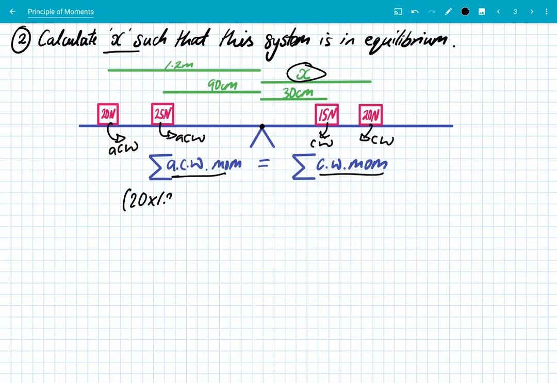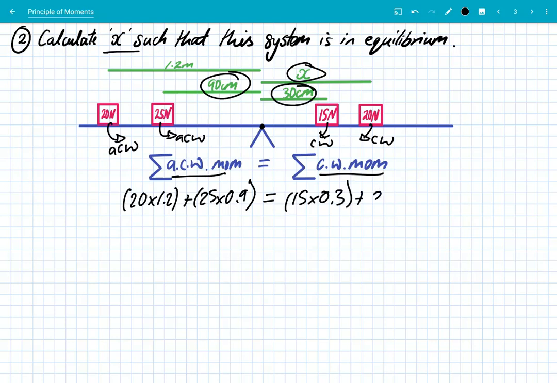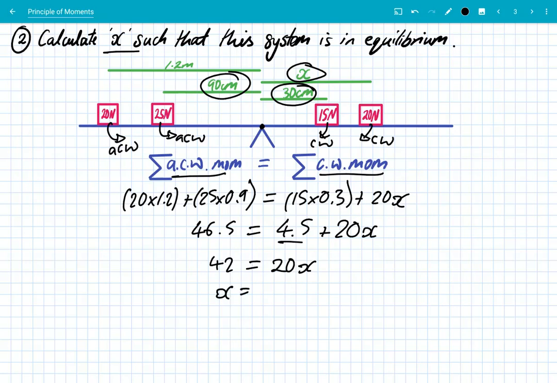20 multiplied by 1.2 plus 25 times 0.9. Got to make sure that we don't use centimeters. We always use meters. Is equal to 15 times 0.3, because it's 30 centimeters, plus 20x. So that leaves us with 46.5 is equal to 4.5 plus 20x. And now it's just basic algebra. So we take the 4.5 over to the other side, and we get 42 is equal to 20x. So x is 42 over 20. And that gives us a value of x of 2.1 meters.